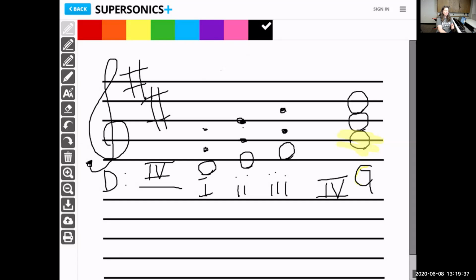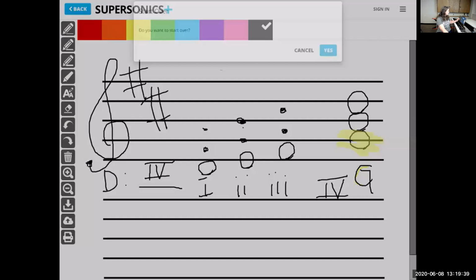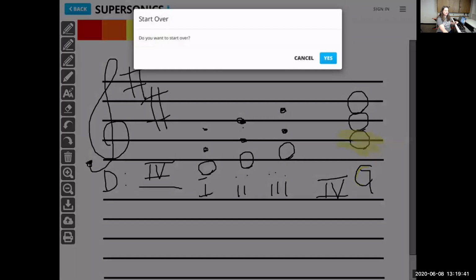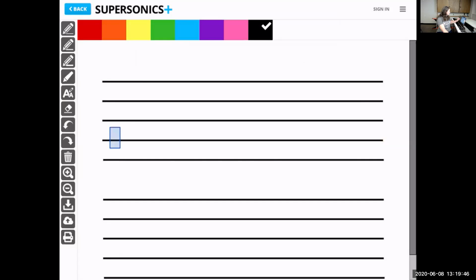Let's do another one and see if it helps us understand. So the next key we have, also in the treble clef, we have B major is the key that they have given us.